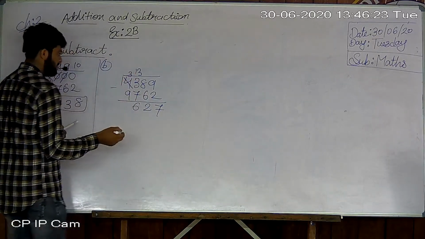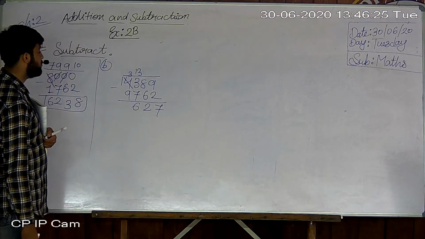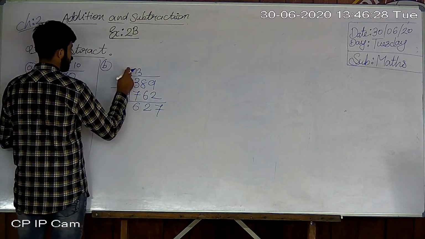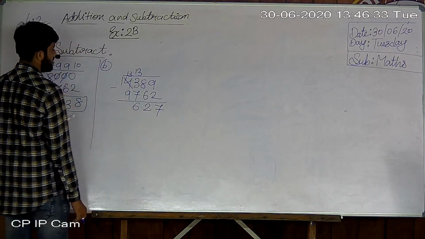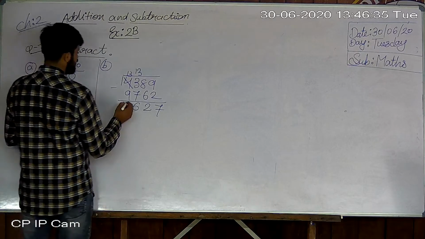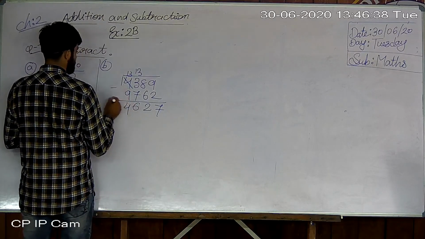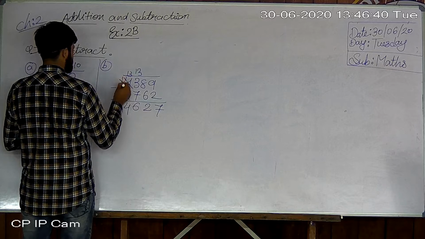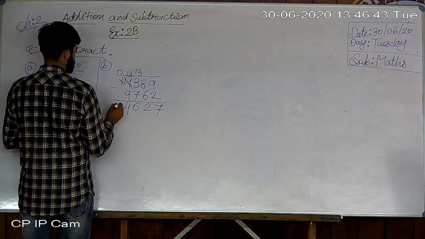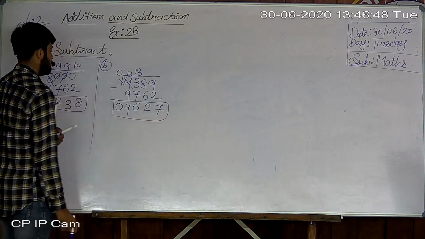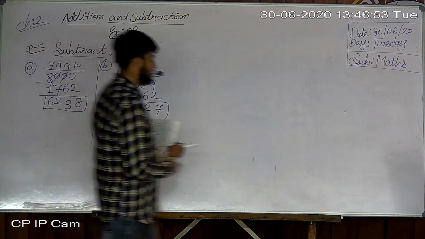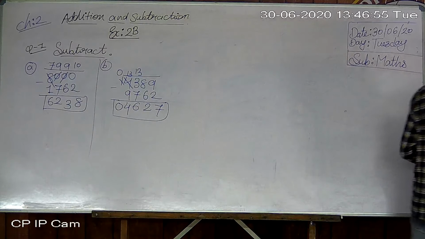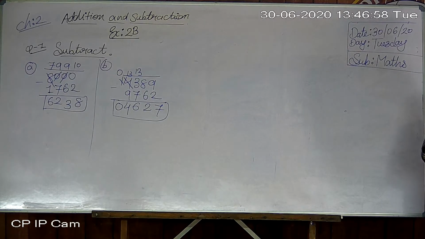3 minus 9, is it possible? No. So what are we doing? We are borrowing. 10 plus 3, 13 minus 9. So how many are left? 4, and 1. Again we cut the 1 and put a 0 there. The answer is 4,627. Okay, I hope you all understood better.